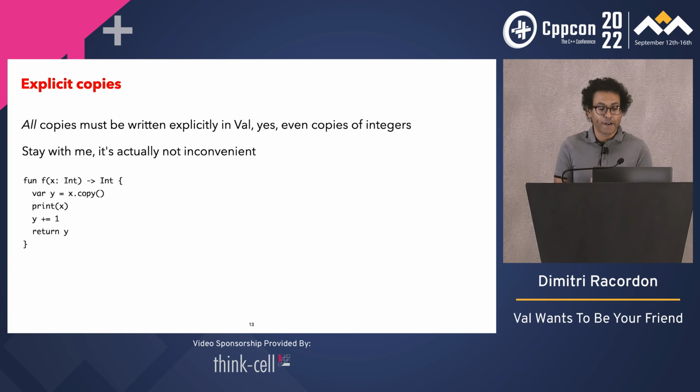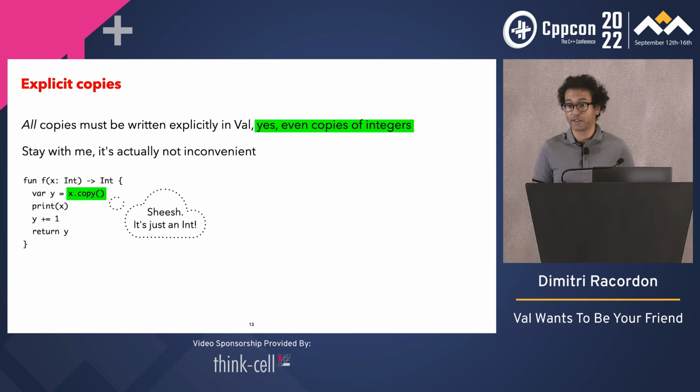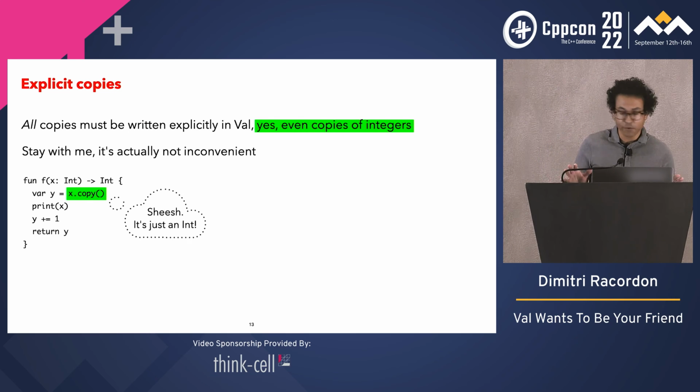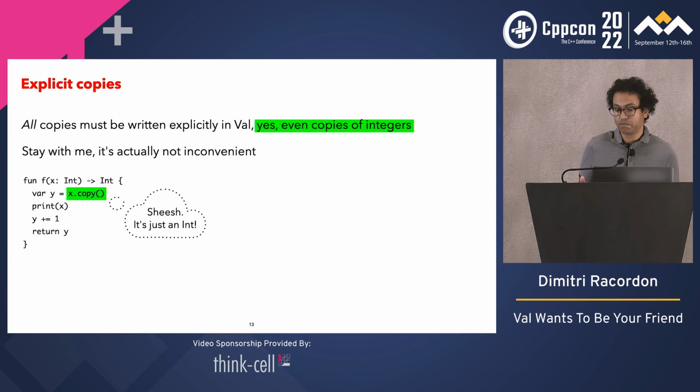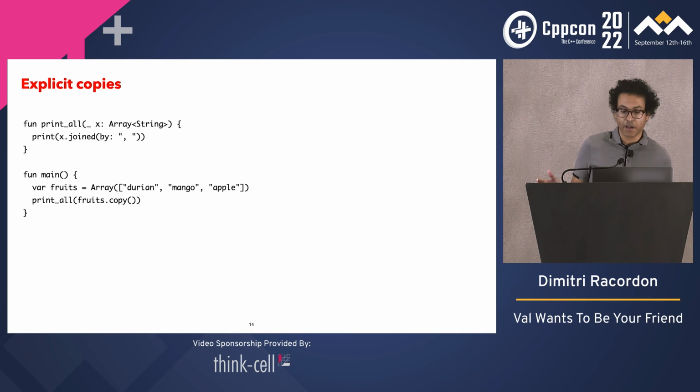Okay, now let's finally dig into Val. One thing that separates Val from Swift, C++, Rust, many other languages is that all copies in Val are explicit. And yes, even copies of integers. I know, this looks very scary, but bear with me. Before we came to this conclusion, we made a couple of observations that revealed, well, it's actually a good bet. To understand, let's talk about parameter passing conventions.